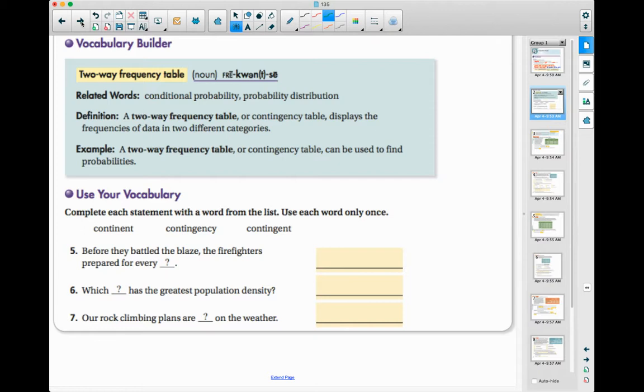Before they battled the blaze, the firefighters prepared for every contingency. Which blank has the greatest population density? Which continent? It comes from the same root word. Our rock climbing plans are contingent on weather.